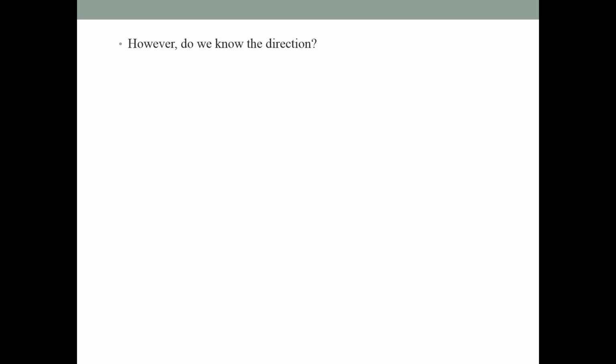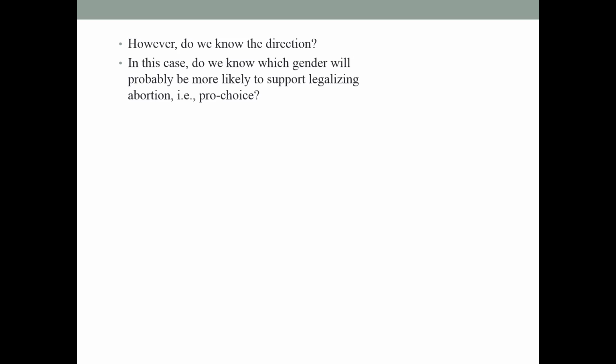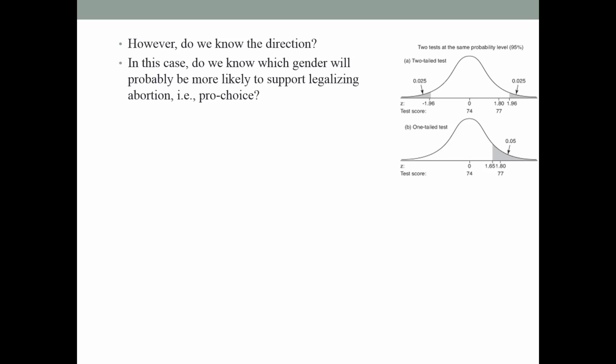However, there's one thing we need to discuss. Do we know the direction? And what do I mean by direction? So in this case, do we know which gender will probably be more likely to support legalizing abortion, pro-choice? If we know, then that means that we know the direction where it is heading to. If we don't know, then it's non-directional.